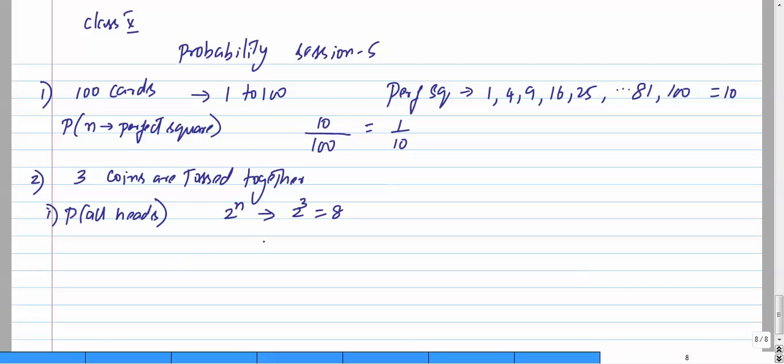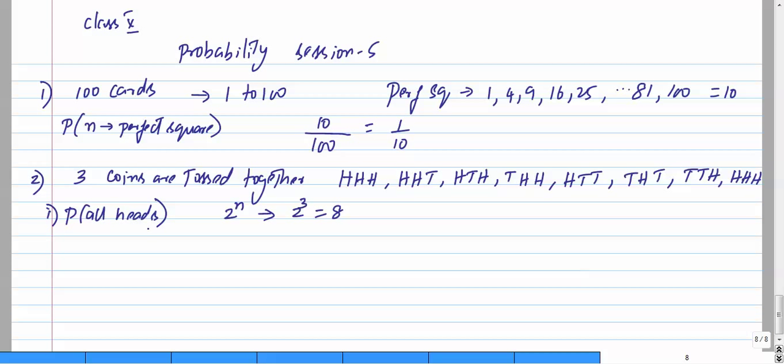8. Out of this 8, if I toss 3 coins, the possible outcomes are HHH, HHT, HTH, THH, HTT, THT, TTH, and TTT. So the probability of getting all heads is P of HHH, which is 1 upon 8, because there is only one favorable outcome.